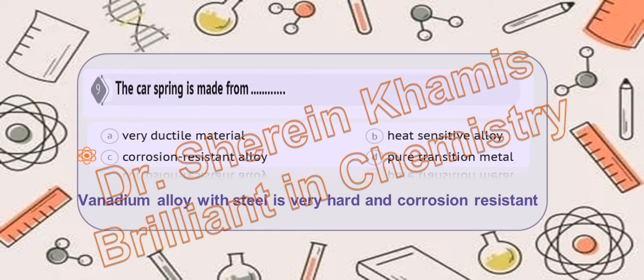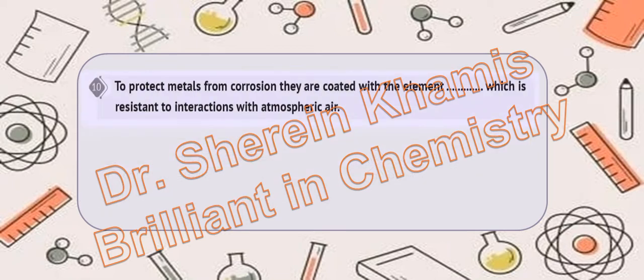Okay, let's go to question 10. Question 10 says that to protect metals from corrosion, they are coated with the element that is resistant to interactions with atmospheric air. The choices are: A, an element with electronic structure ns1 (n-1)d5; B, ns2 (n-1)d5; C, ns2 (n-1)d1; and D, ns2 (n-1)d6.